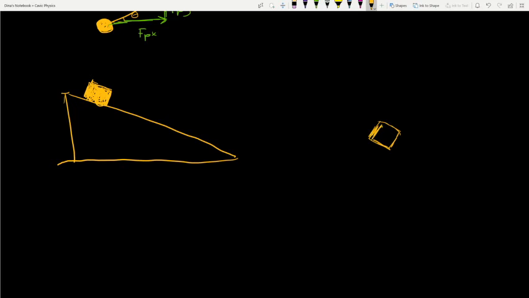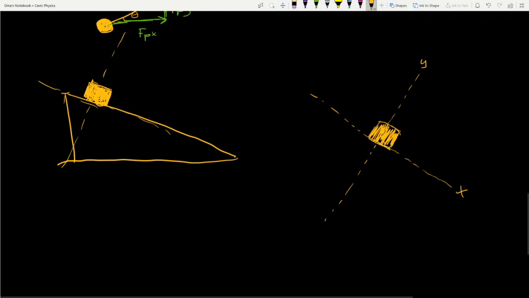Here's our box, and any time we're on a ramp, I like to set up our x and y directions. So we're going to have the y direction be perpendicular to the ramp, and the x direction be along the ramp. A little weird, but this is going to make us have to do less breaking into components than if we didn't do this. So just imagine this is x, this is y.